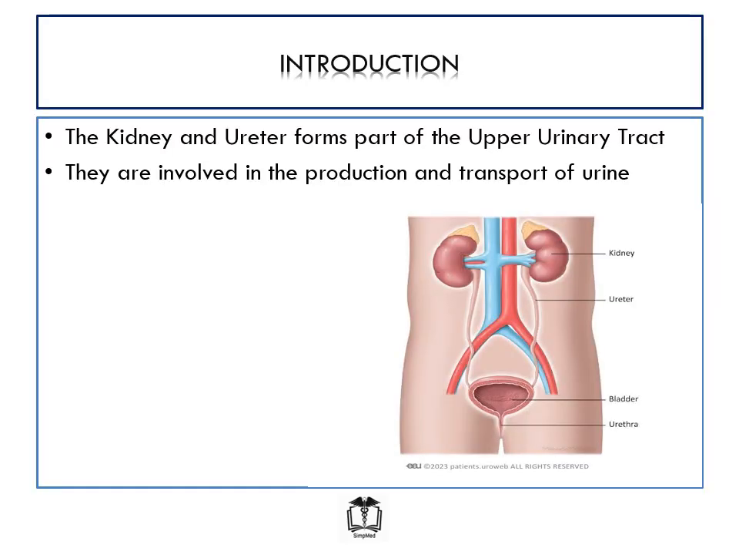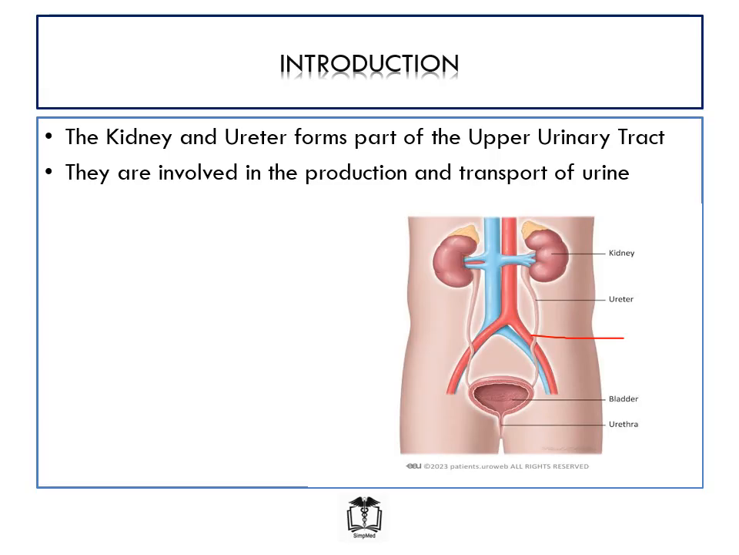The kidneys and the ureter are part of the upper urinary tract. The urinary tract tends to be divided into two parts, the upper urinary tract and the lower urinary tract. The upper comprises the kidney and ureter, which we'll be focusing on in this particular module, and the lower urinary tract comprises the bladder and the urethra, which we will talk about in the fourth module under the aspect of the pelvis and perineum.